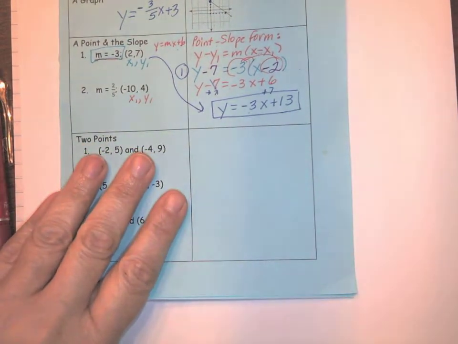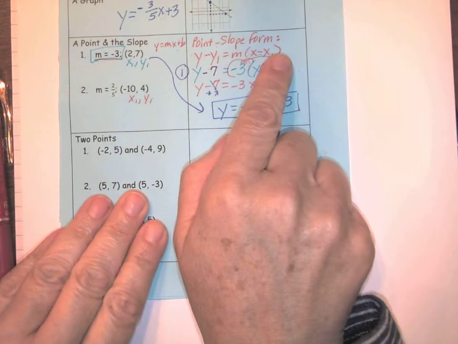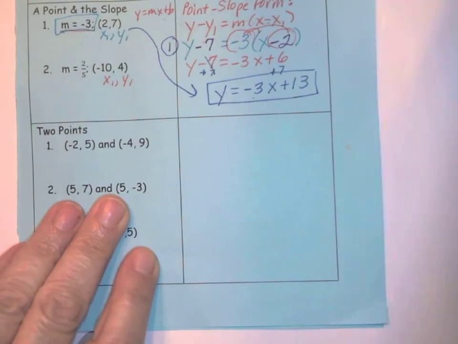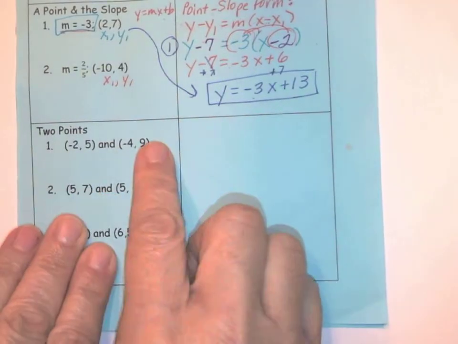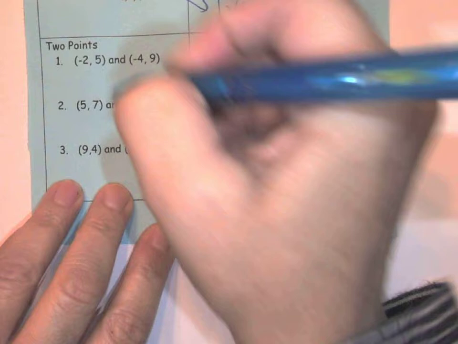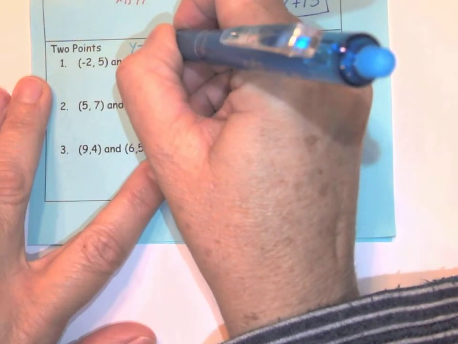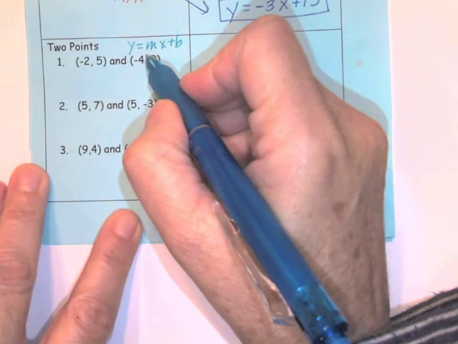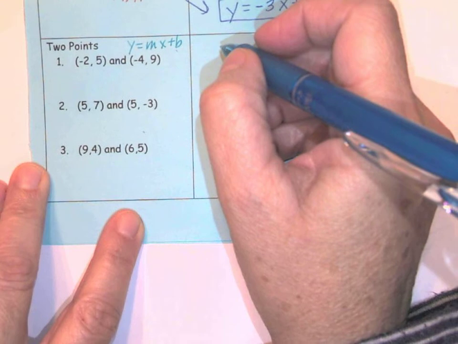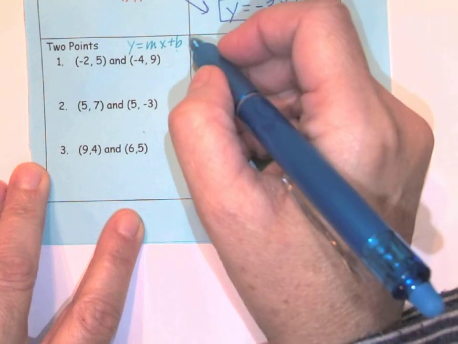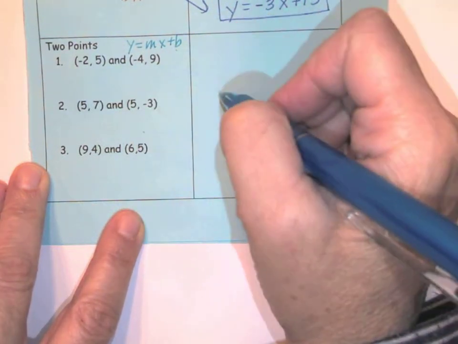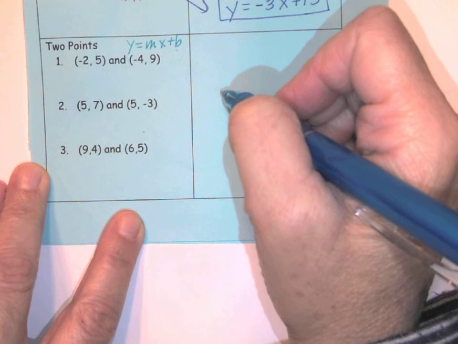So yesterday we learned point slope form and we wrote equations given a slope and a point. Today I'm going to give you 2 points. I need to write these equations in y equals mx plus b form. I don't know the slope or the y-intercept. And I can't use point slope form because I don't know the slope. So it seems like the common theme here is I need to know the slope.